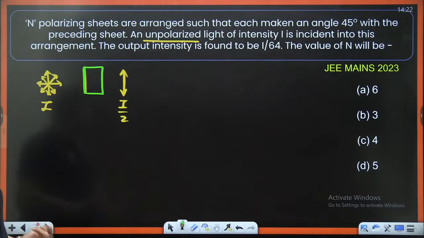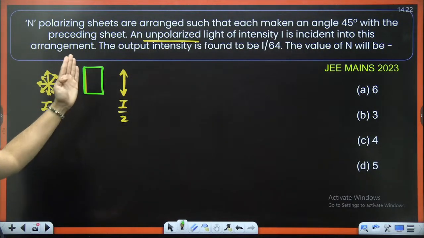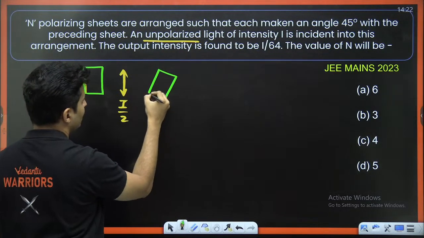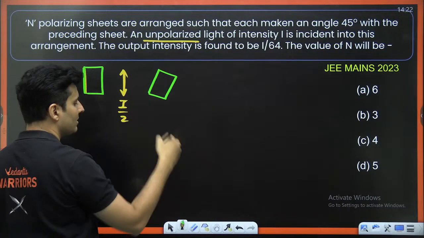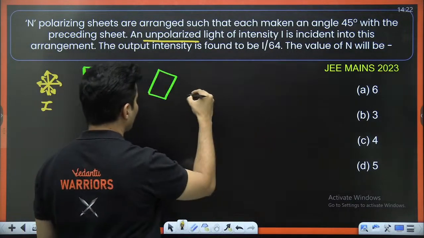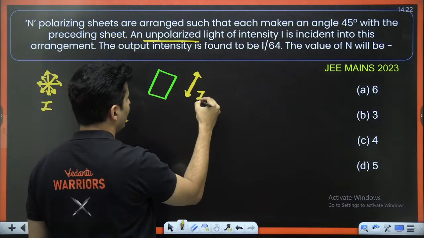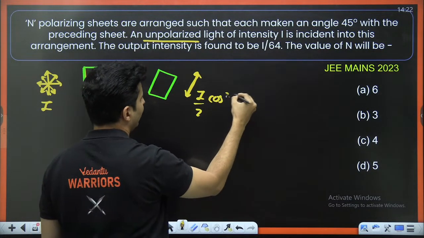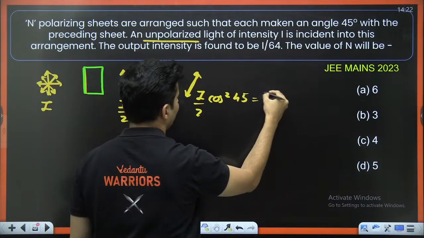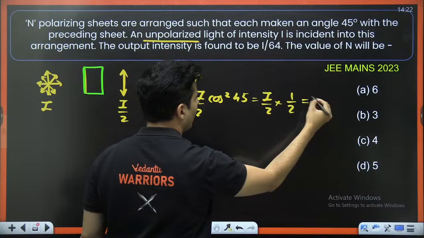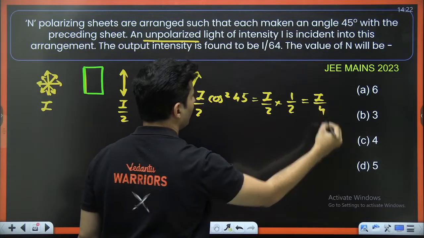Now, what have you done? You have kept the next sheet such that it makes 45 degrees with the previous one. So you have another sheet over here which is making 45 degrees. So the next light will have an intensity of how much? I by 2 cos square 45, which is I by 2 into cos 45 is 1 by root 2 squared. So it will be half again. So it will be I by 4.